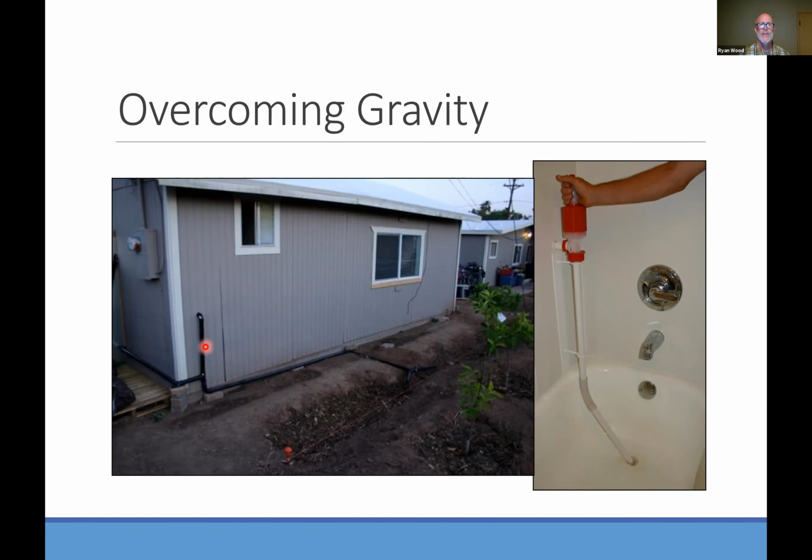And then that water is going to go down and out into the landscape, into a branch drain, and then dispersed out to the trees and throughout the landscape. So overcoming gravity, maybe a little simple hand pump to get that water up and out.